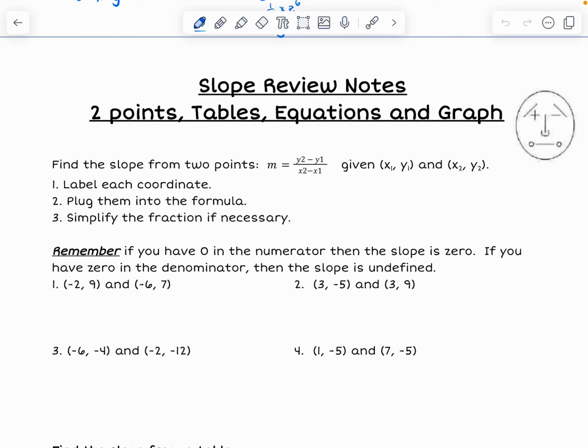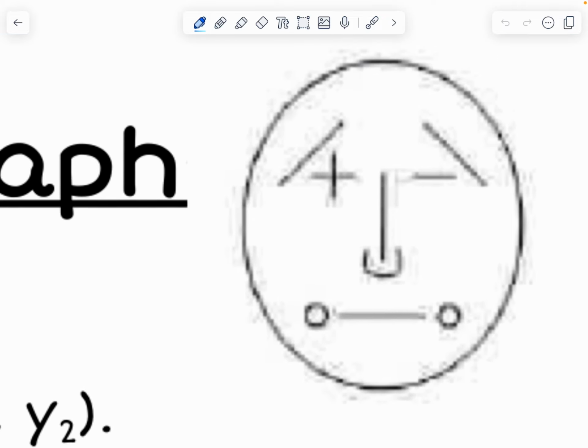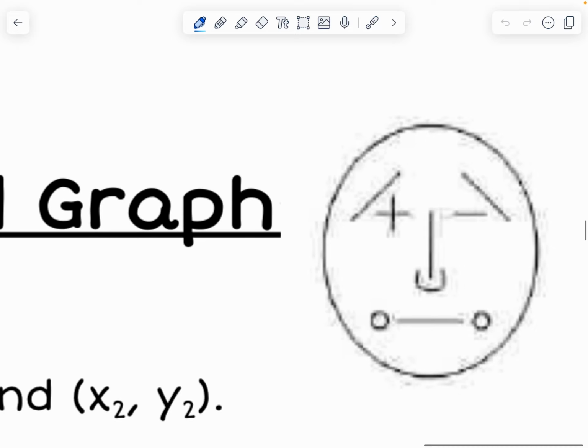Slope review notes, and then we'll also be graphing notes. So the first thing that we have to remember, I think this is called Mr. Slope. If it goes up from left to right, it's positive. It goes down left to right, it's negative. If it's this direction, it's undefined. If it's horizontal, the slope is 0.